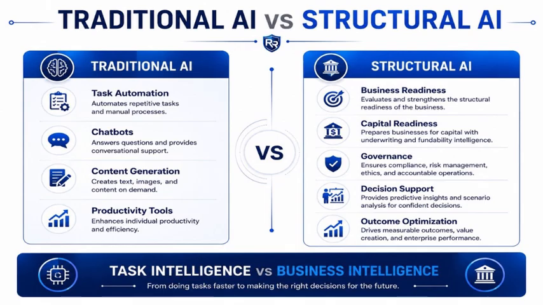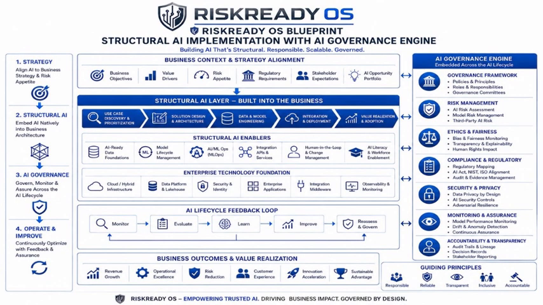It looks at readiness, governance, documentation, risk, capital positioning, operational discipline, and outcome potential. In simple terms, traditional artificial intelligence helps people do tasks faster. Structural artificial intelligence helps businesses become stronger, more fundable, more scalable, and more valuable. Now let's look at how Riskready OS turns that concept into an actual implementation framework.